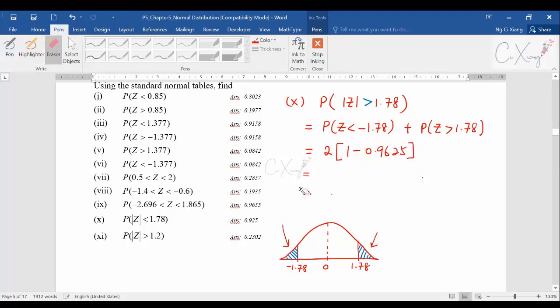So if you want to find out the answer where modulus z is more than the number, this is how we do it. Now, 0.075.